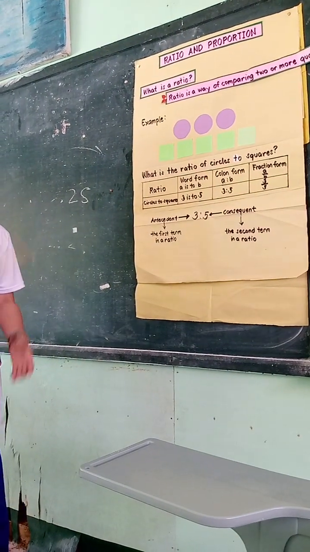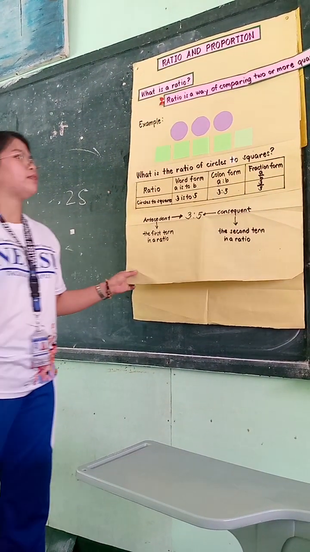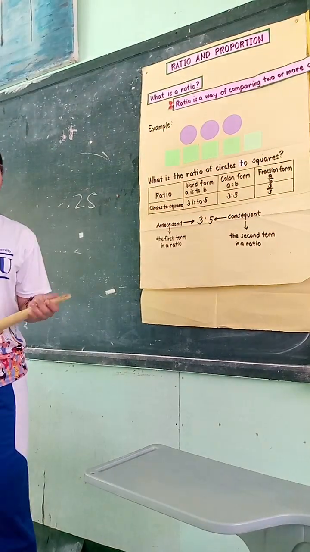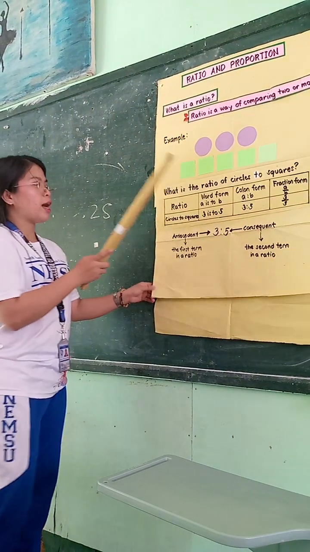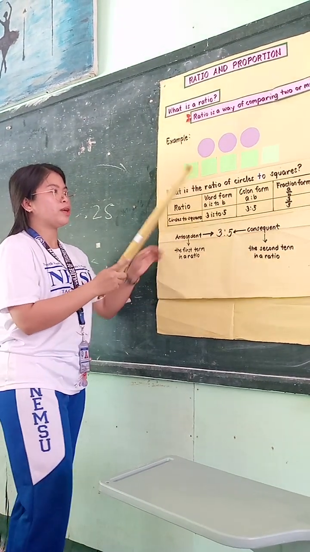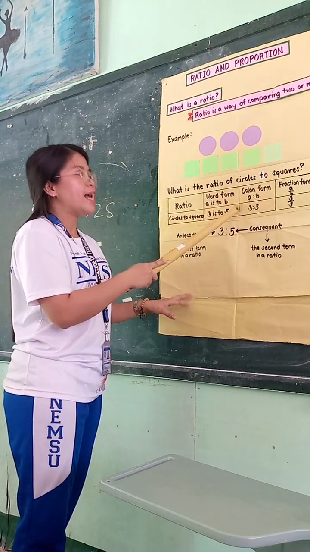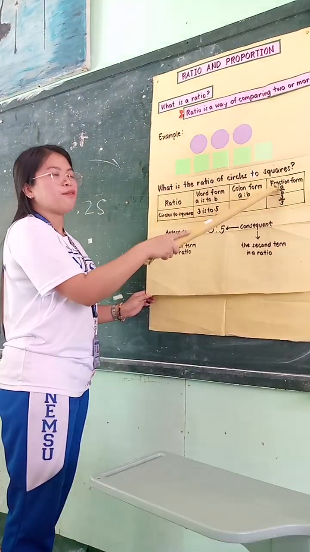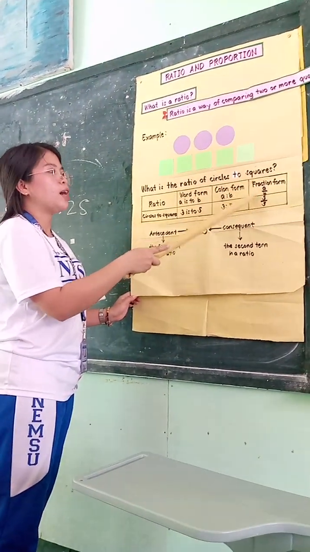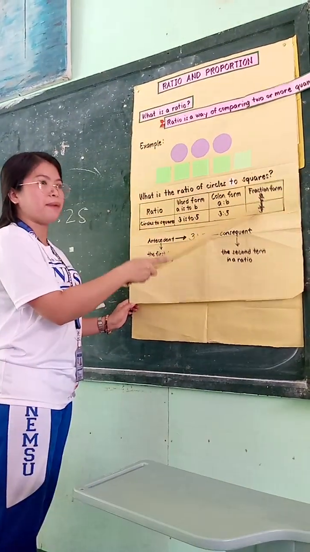But before that, we have to know that there are three ways of expressing ratio. First, we have word form, which we write as A is to B. Colon form, A colon B. Fraction form, A over B or A upon B.